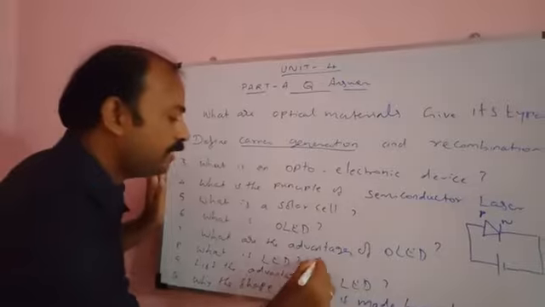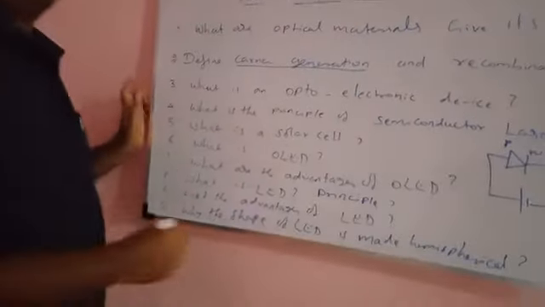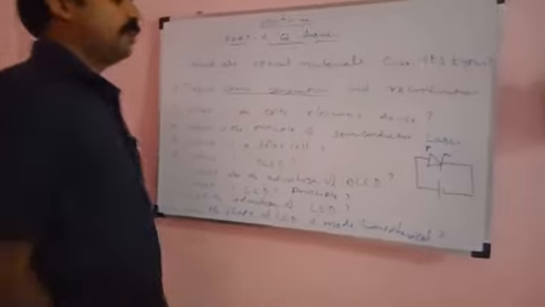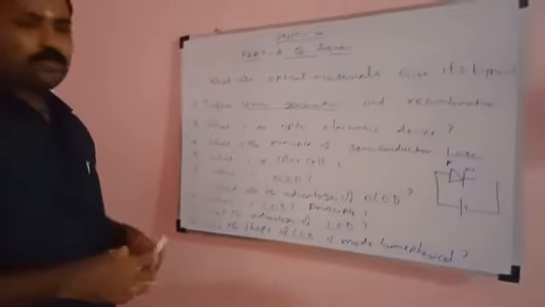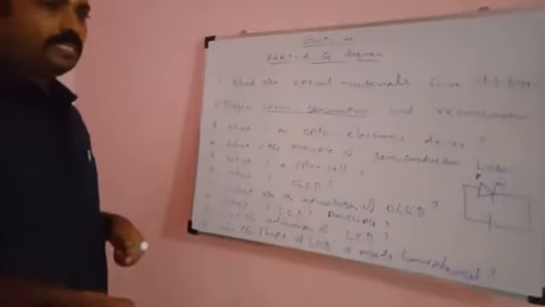Then what is the principle? The principle of LED is very simple. Here also the recombination and the electron hole pair creation take place. That is injection luminescence.